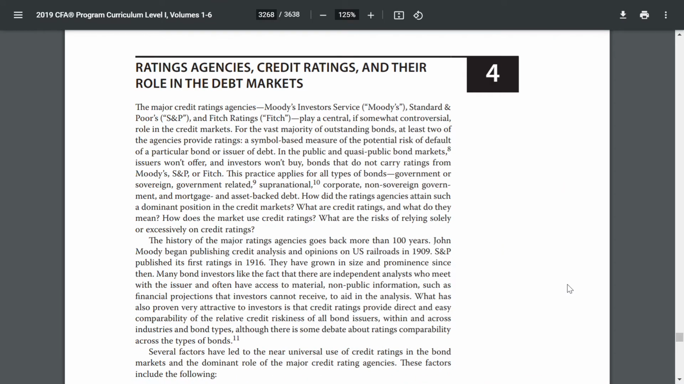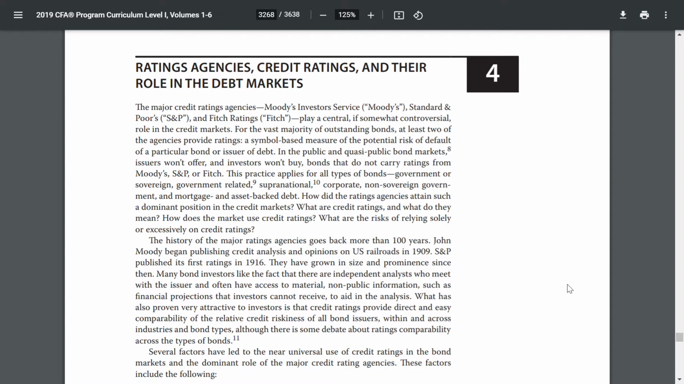Rating agencies, credit ratings, and their roles in the debt markets. The credit rating agencies, Moody's Investors Service, S&P, and Fitch Ratings, play a central and somewhat controversial role in the credit market. For the vast majority of outstanding bonds, at least two of the agencies provide ratings, a symbol-based measure of the potential risk of default of the particular bond or issuer of the debt. In the public and quasi-public bond market, issuers won't offer and investors won't buy bonds that do not carry ratings from Moody's, S&P, or Fitch. It's a practice applied for all types of bonds: government or sovereign, government-related, supranational, corporate, non-sovereign government, mortgage, or asset-backed debt.